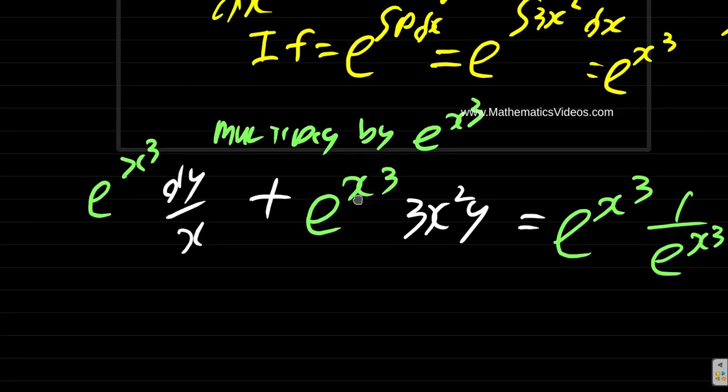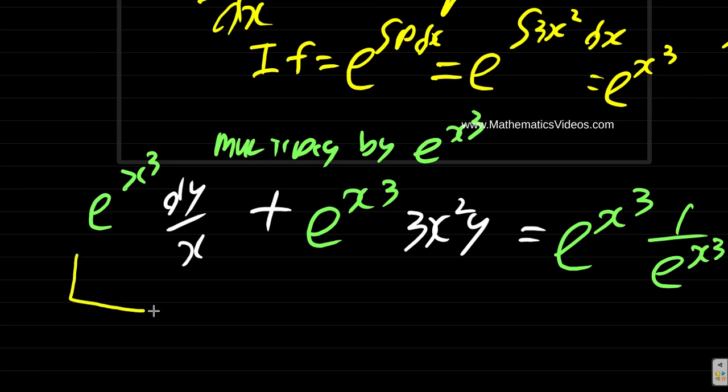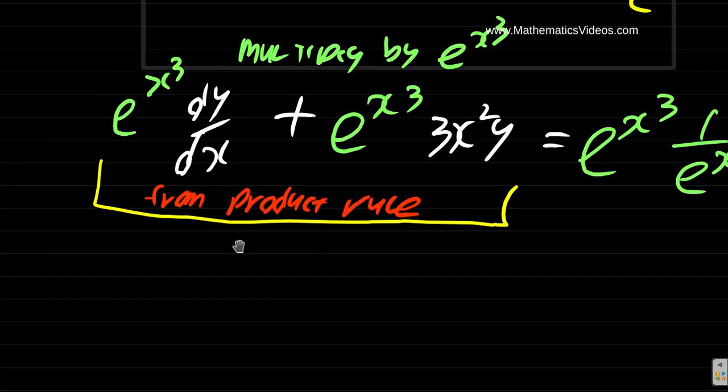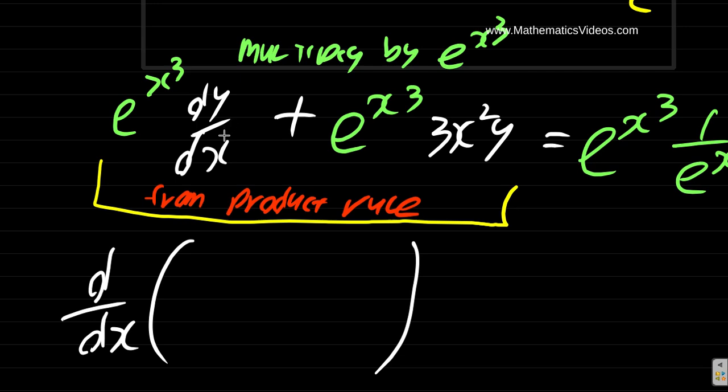Now over here, this is the result from using the product rule to differentiate a product. I said dy by x is dy by dx here. So the thing is, what is the product? What you did was find the derivative with respect to x of a product. What is that product?